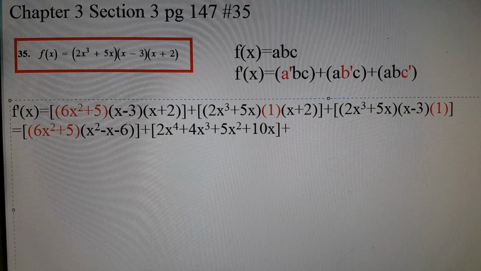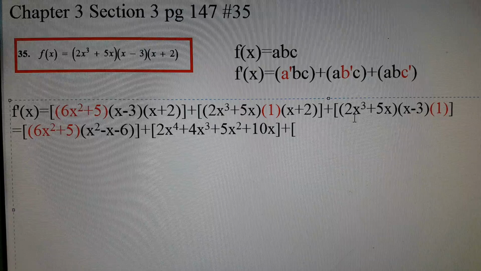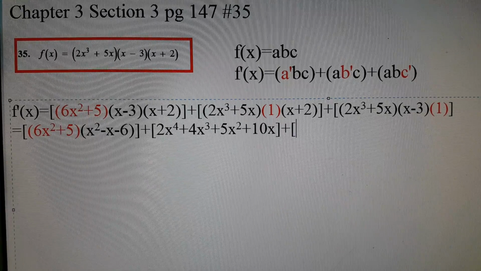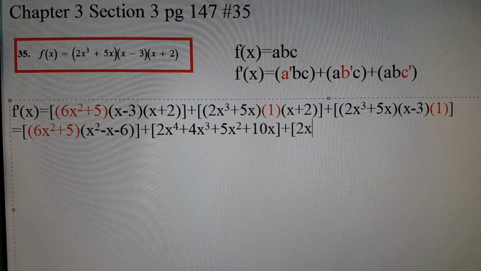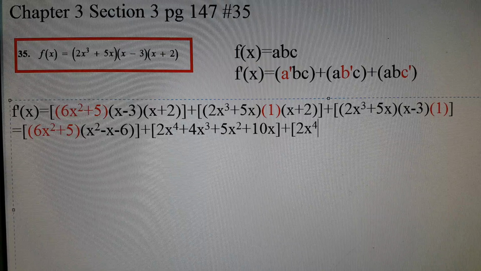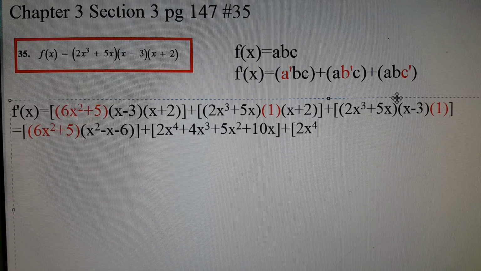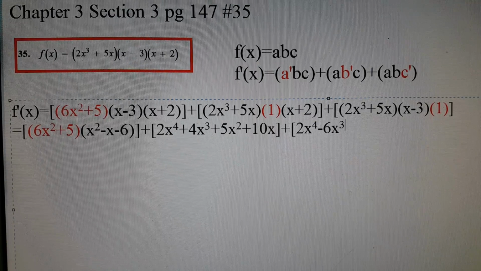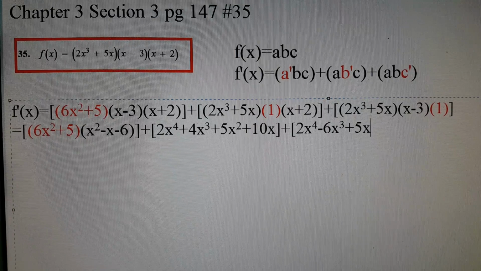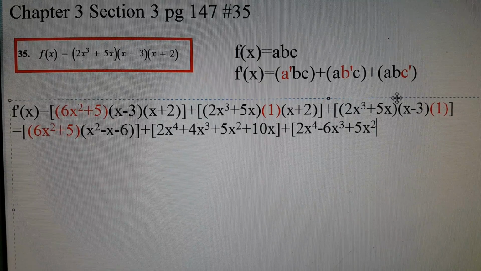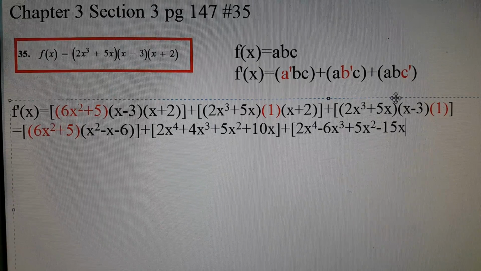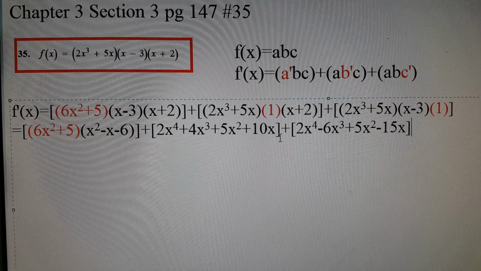Now we can move on to our last set of brackets here. Once again, we can just ignore this 1 because it's 1. 2x to the third times x is 2x to the fourth. 2x to the third times -3 is -6x to the third. 5x times x is 5x squared. And 5x times -3 is -15x.